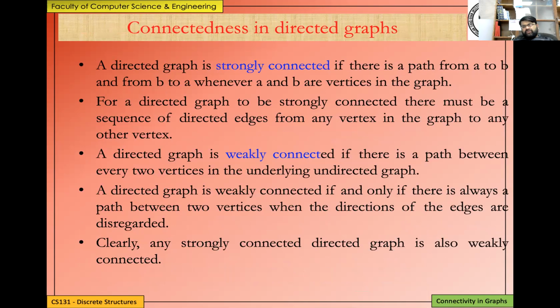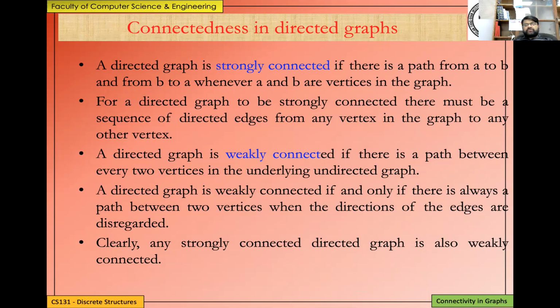So let's move on after these applications to some of the more conceptual topics, and one of them is the concept of a strongly connected versus a weakly connected directed graph. And this is what defines connectivity in a directed graph. A directed graph is strongly connected if there is a path from A to B and from B to A whenever A and B are vertices in the graph. So for any pair of vertices, there is always a path to and fro between both vertices. Then this is a strongly connected graph.